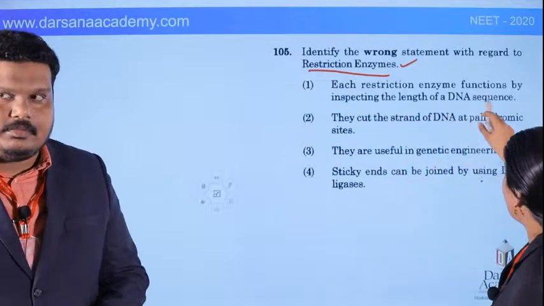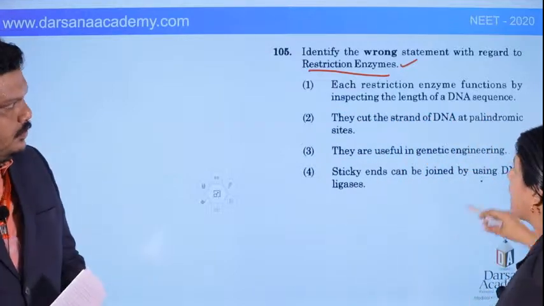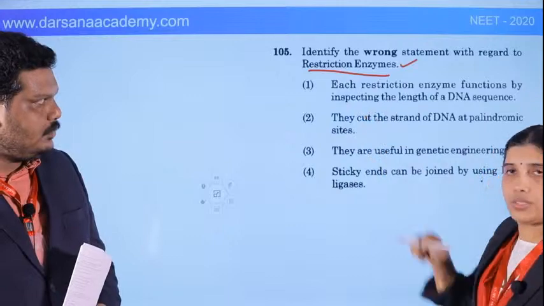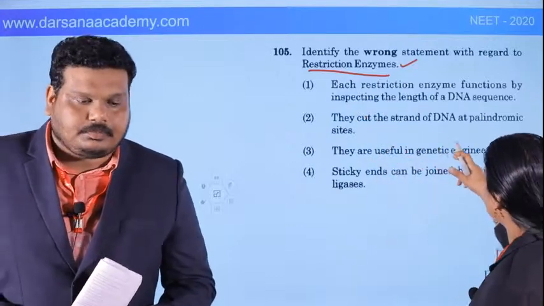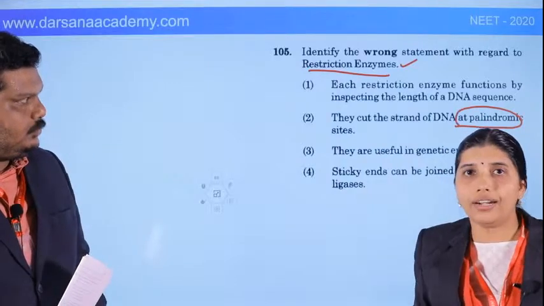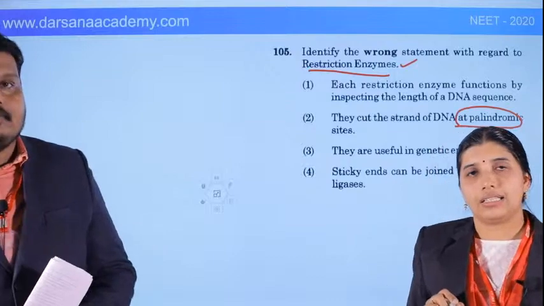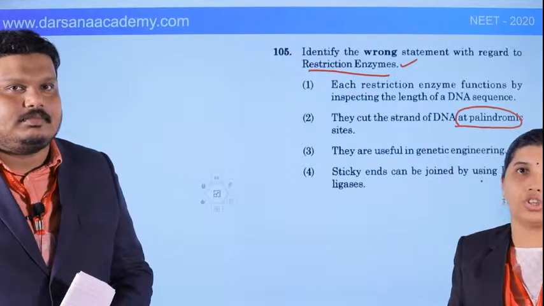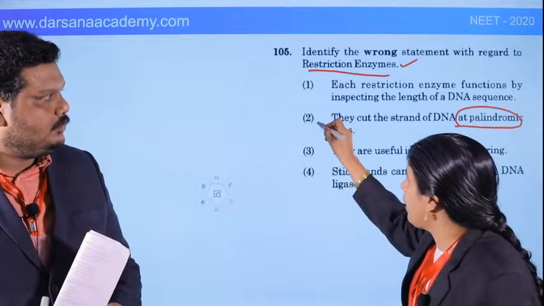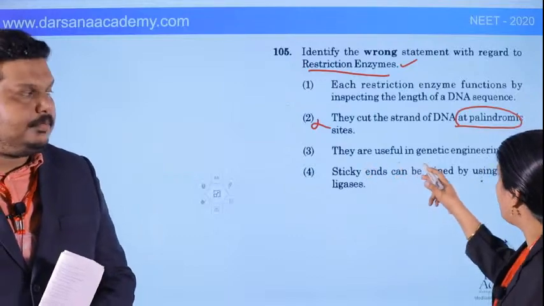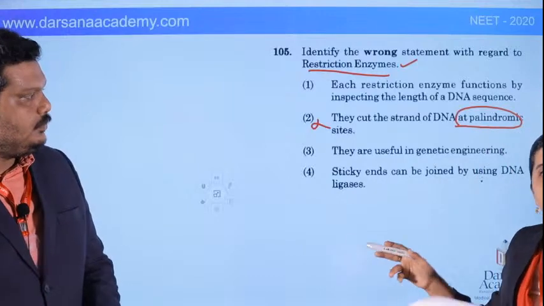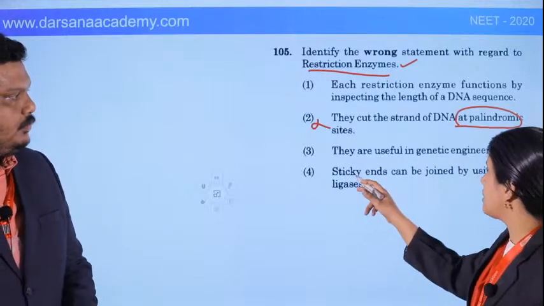Each restriction enzyme functions by inspecting the length of a DNA sequence, the same sentence as in NCERT. Next, they cut the strand of DNA at the palindrome sequence. While referring to NCERT, you can see it is not at, but slightly away from the palindrome sequence. Therefore, we can consider it wrong. They are useful in genetic engineering, of course. But the fourth statement is not related to restriction enzyme.